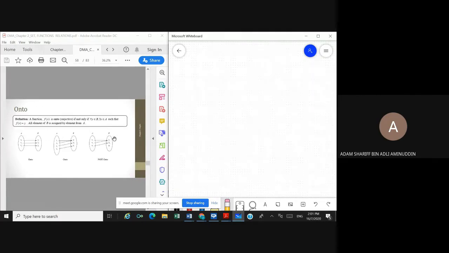We go to onto. I start with the question first. Proof fx 2x plus 2, the same as just now, is onto. Apakah dia onto? What is onto basically? Onto basically is that all elements of the codomain or set B in this example on the left is assigned by element from domain.